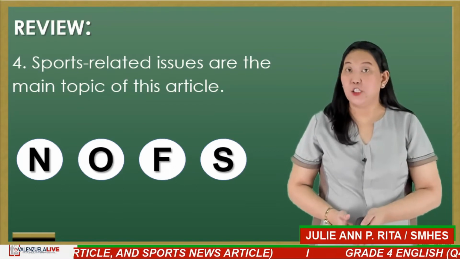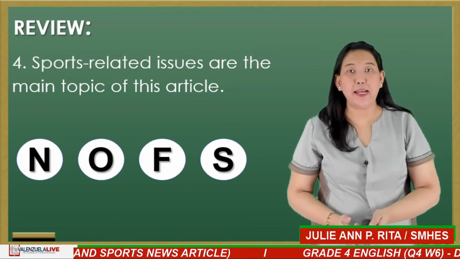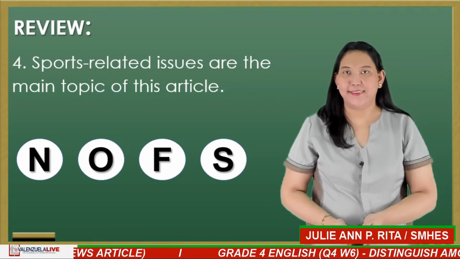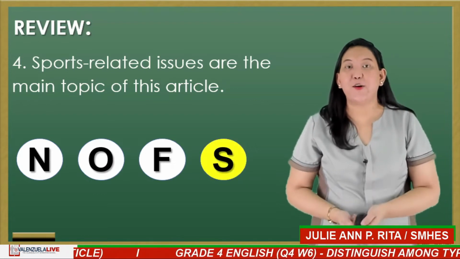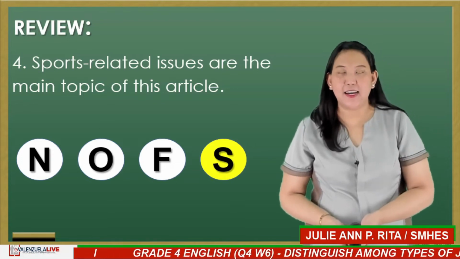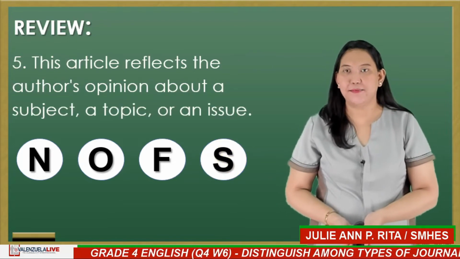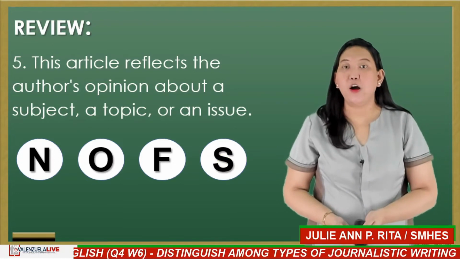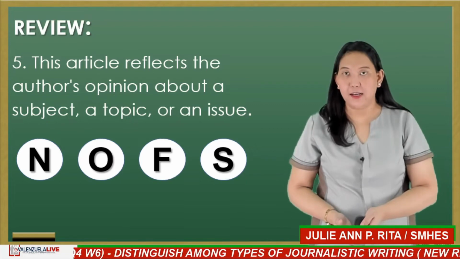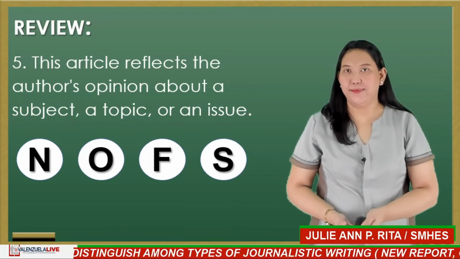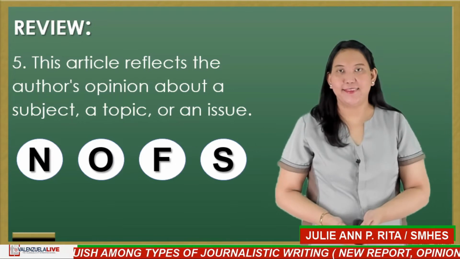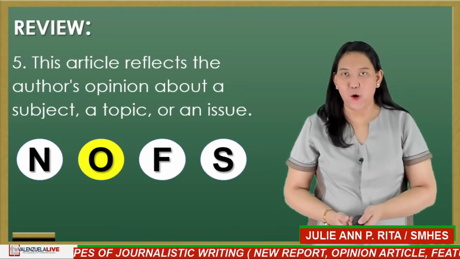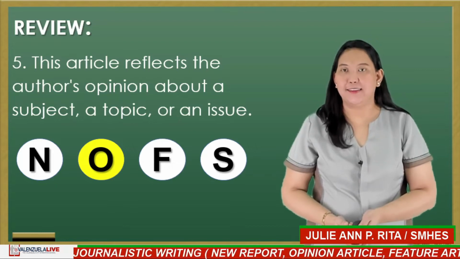Number 4, sports-related issues are the main topic of this article. Great! The correct answer is S, sports article. Number 5, this article reflects the author's opinion about a subject, a topic, or an issue. Fantastic! The answer is O, opinion article.